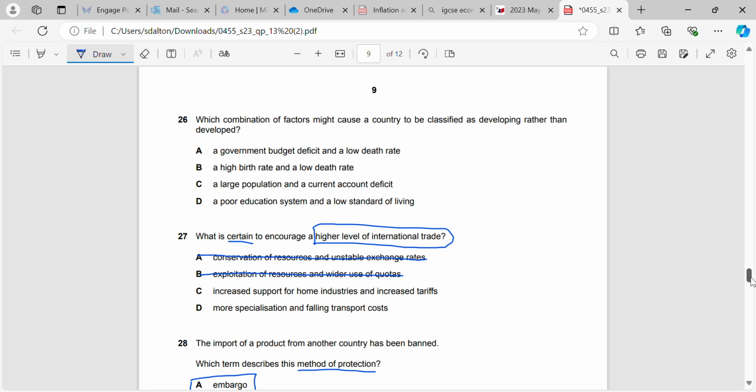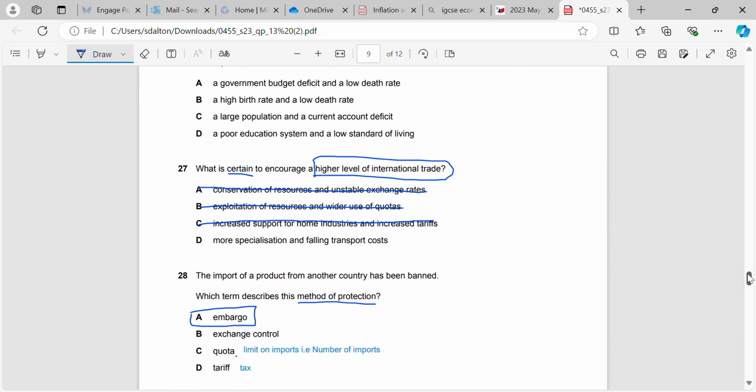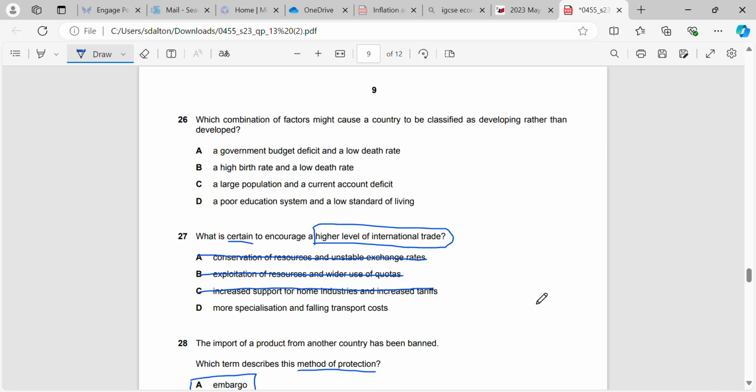Increased support for home countries and increased tariffs, also definitely not. Again, tariffs we've just discussed down here are a method of protectionism that is not going to encourage a high level of international trade. Any form of protectionism measure is designed to protect the home industry. That's why they would be put in place. Protecting the home industry means that we may be producing, buying and selling more in our own country, but not trading with others as much.